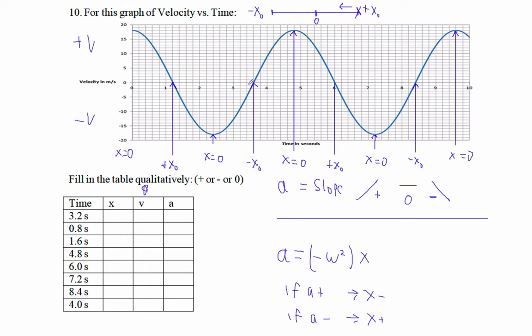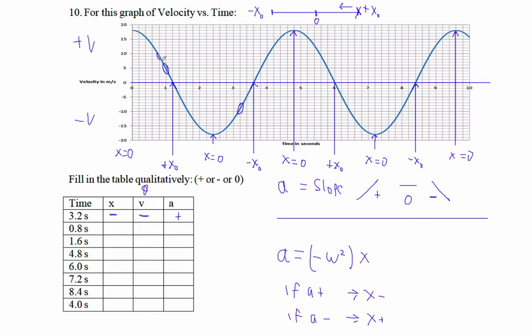Let's go 3.2 seconds. So 3.2 seconds is right there. At 3.2 seconds, our v is definitely negative. Notice our slope is positive, so therefore a is positive, or x is negative. Is it really negative? Yeah, we're at zero and we're headed toward negative x naught. So it all works. And then v, by the way, v is easy. Anything in this region is negative, anything up here is positive. Graph reading. Okay, 0.8 seconds is right here.